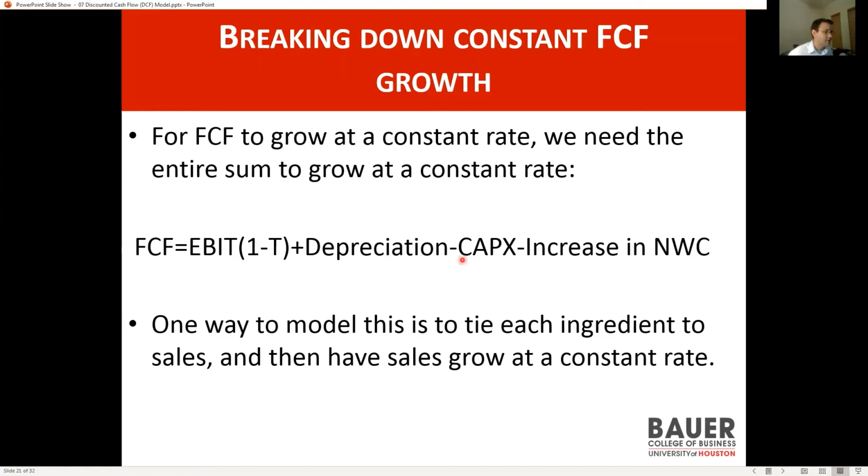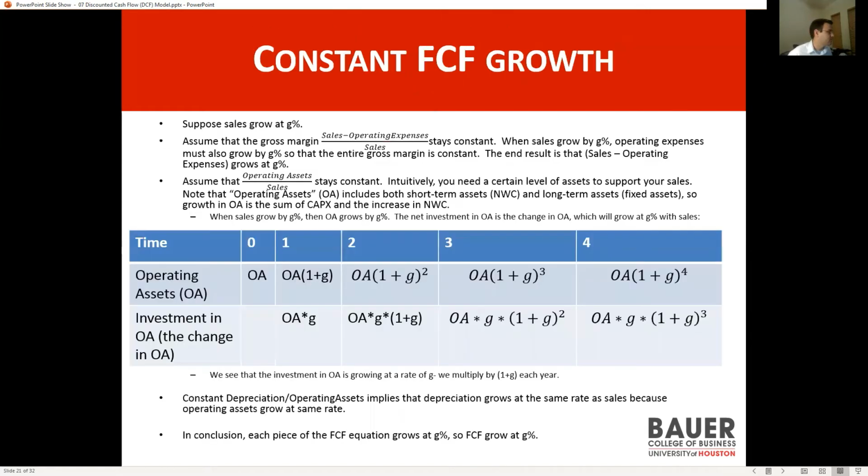Likewise, we can think about investments in new assets, CapEx, and increases in net working capital. If you can tie those things to sales, you need a certain level of investment to generate sales. Then if sales are growing at a constant rate, your investments in your assets are also going to grow at a constant rate. So we're going to link everything to sales, and that way each piece of this formula can grow at a constant rate. Don't worry about this slide. This is just the derivation.